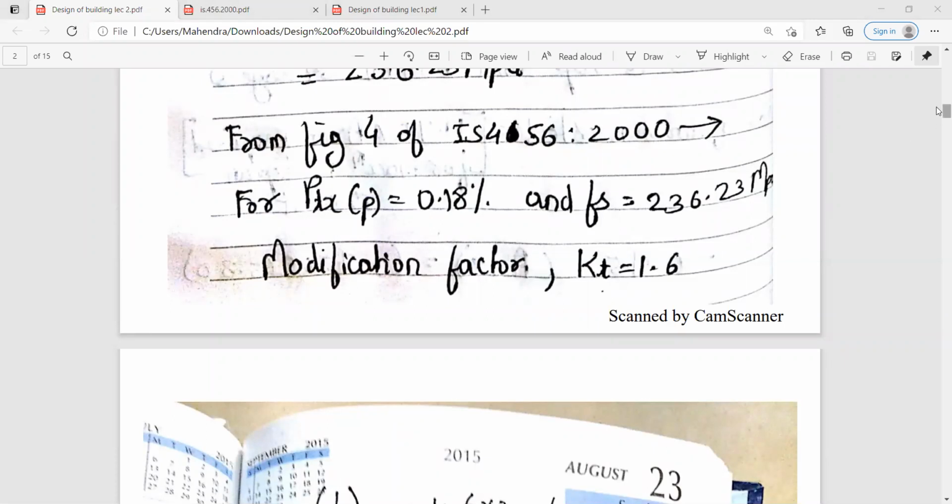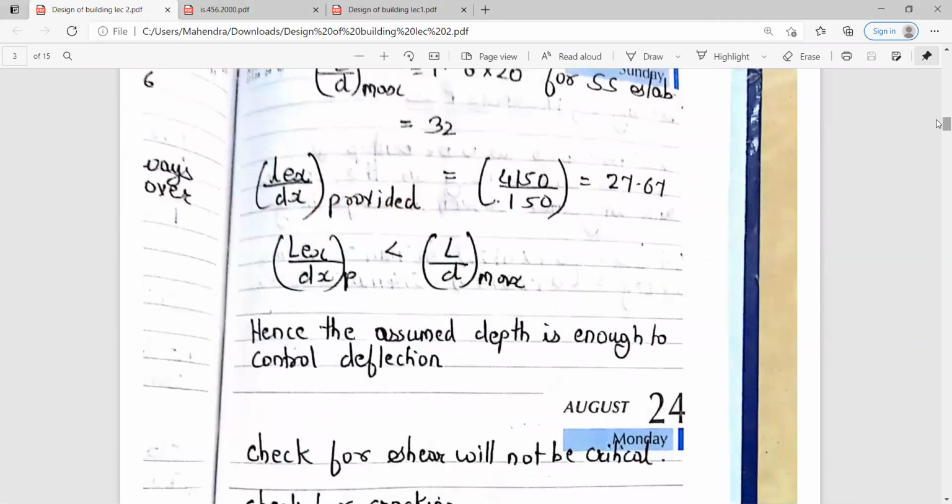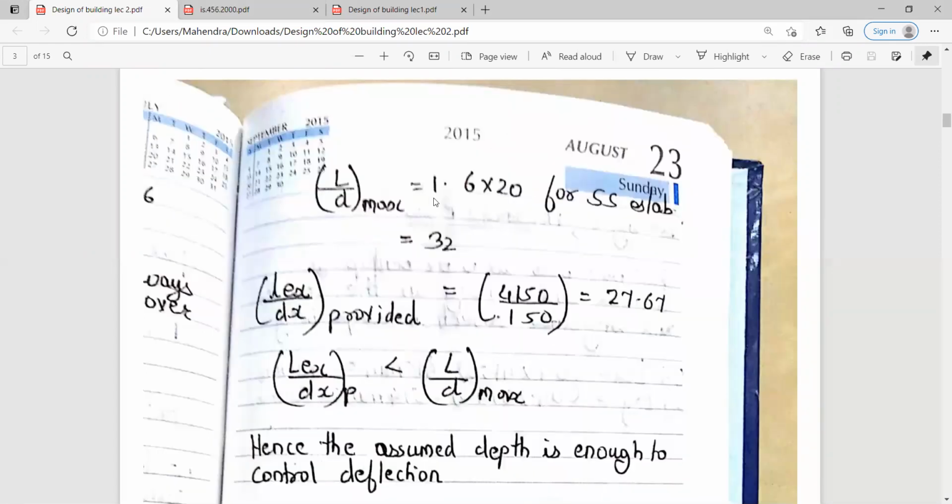So after that, L by D max. L by D max will be 1.6, that is the modification factor, into 20. Why have we multiplied it by 20? As we are going to consider a simply supported slab, you have to multiply it by 20. Whenever we consider a simply supported slab, you have to take it as 20 only. So modification factor into 20 comes to 32.